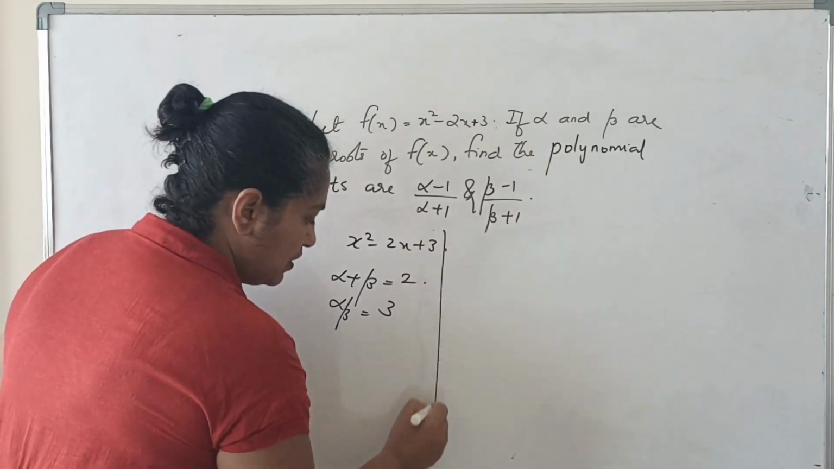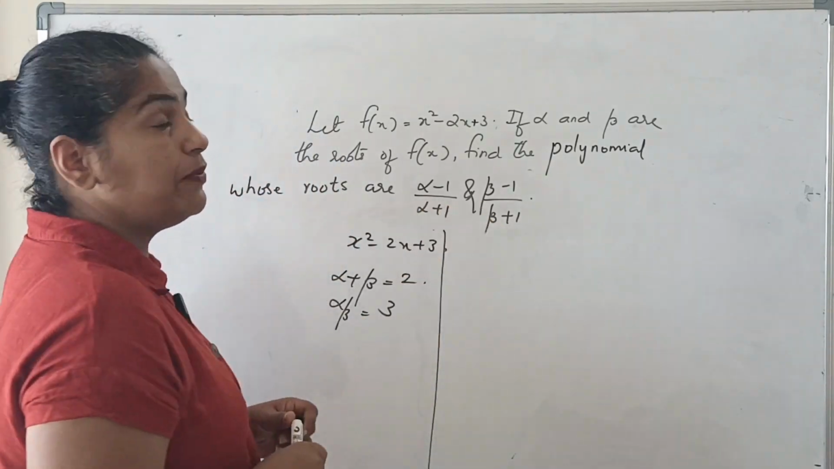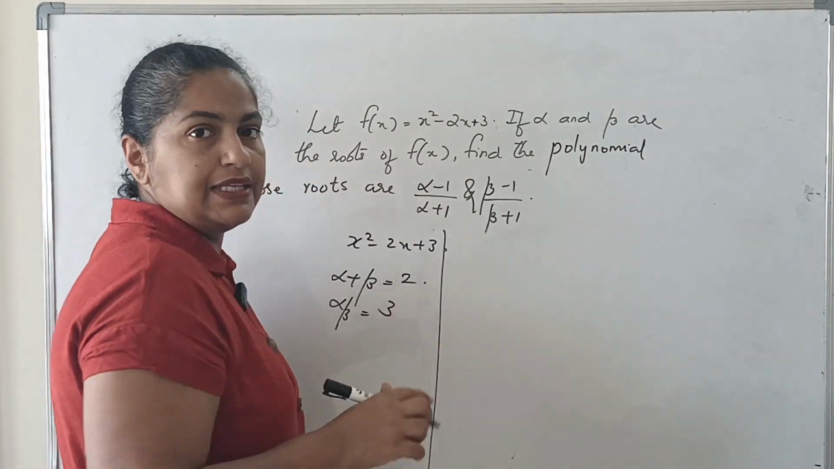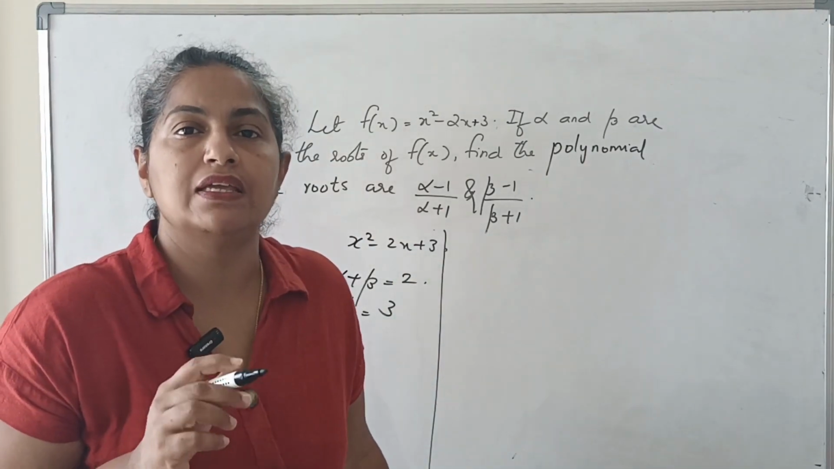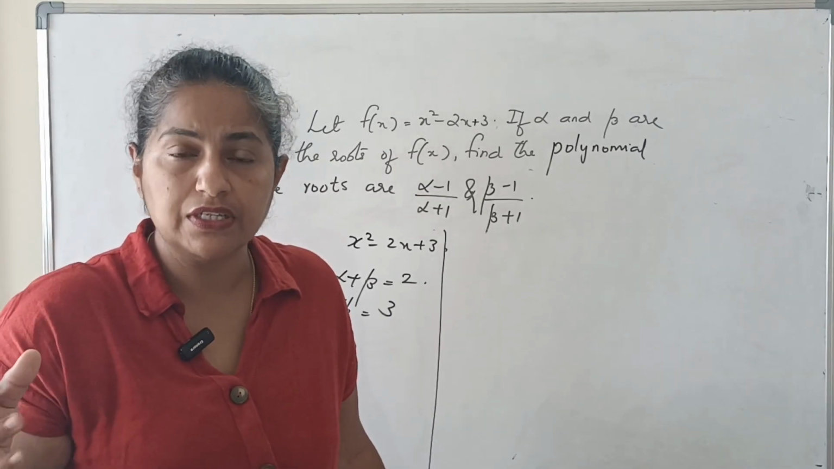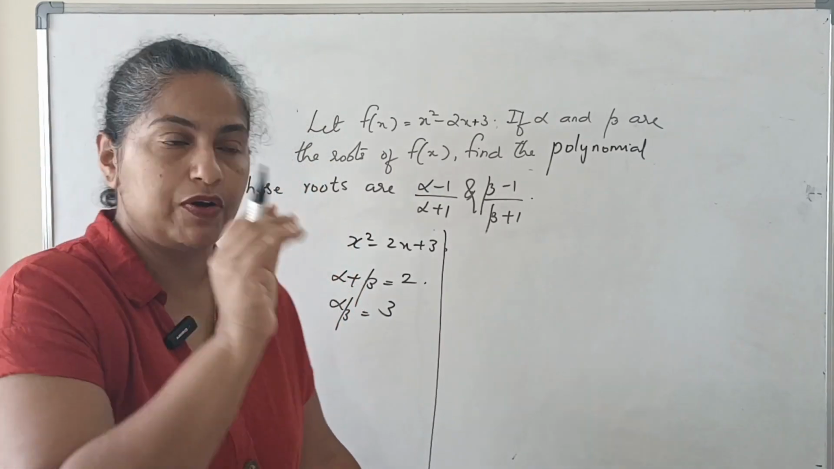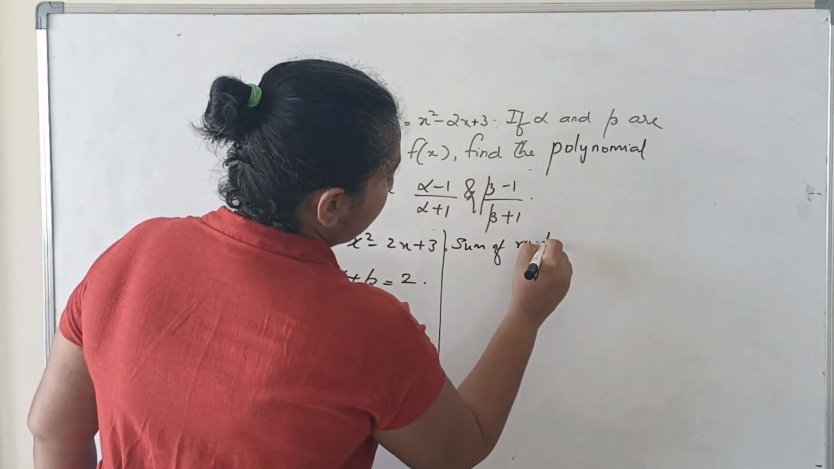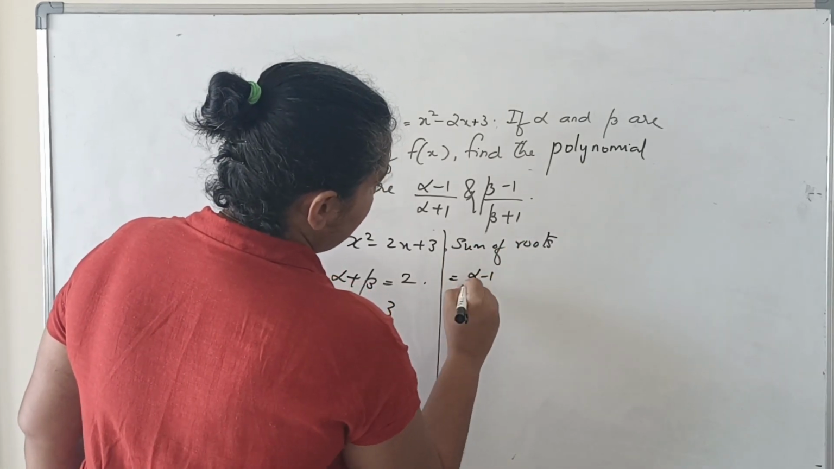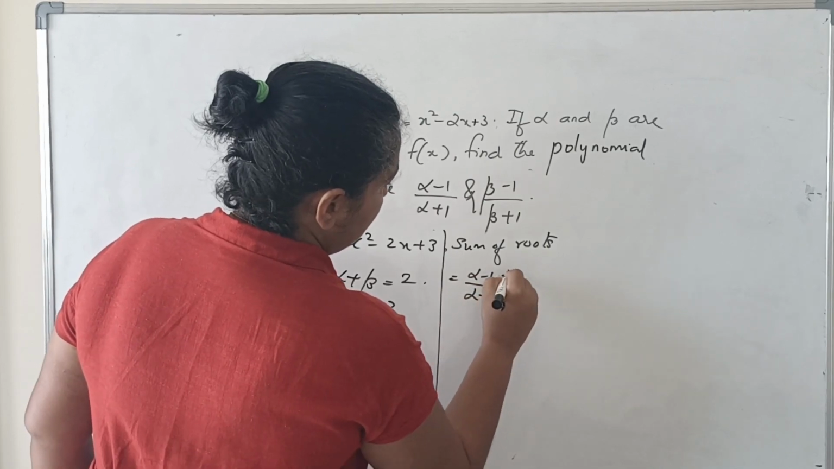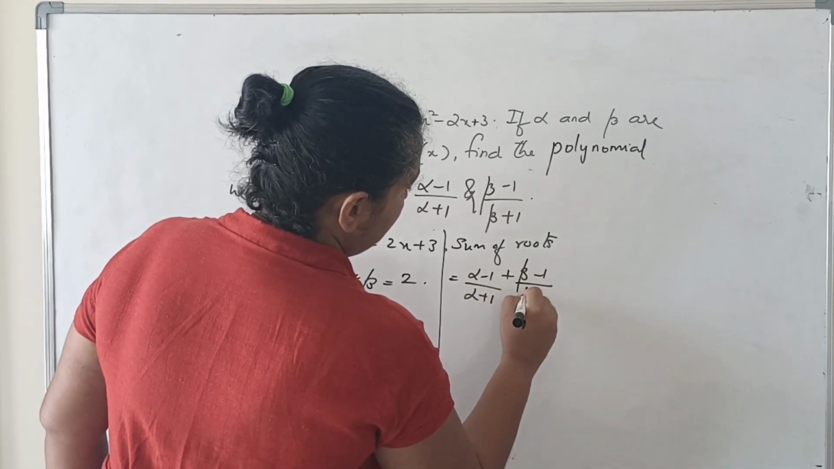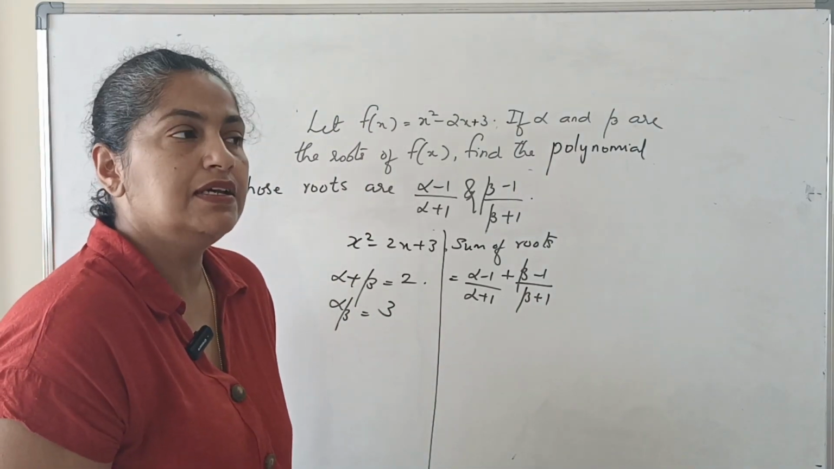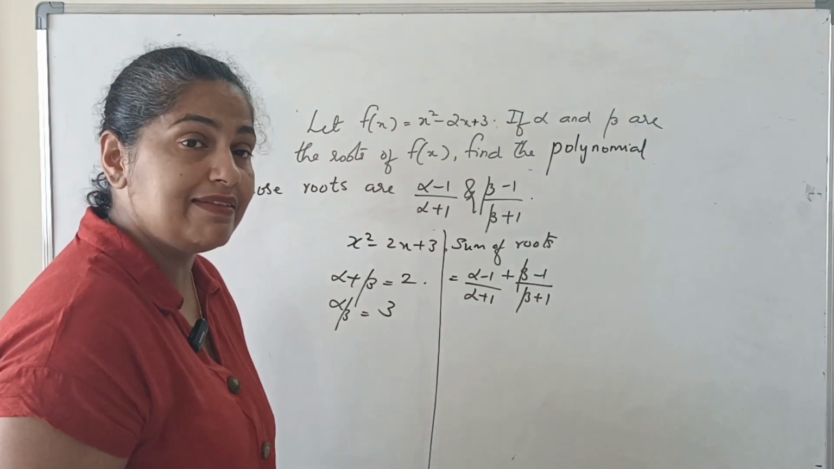Okay. Now we have to find the polynomial whose roots are this and this. In order to find that, the equation is given by k into x square minus sum into x plus product. We need to find the sum and the product. So what is the sum of roots? That is alpha minus 1 by alpha plus 1 plus beta minus 1 by beta plus 1. Okay, slightly complicated. In order to proceed, we need to take the LCM.